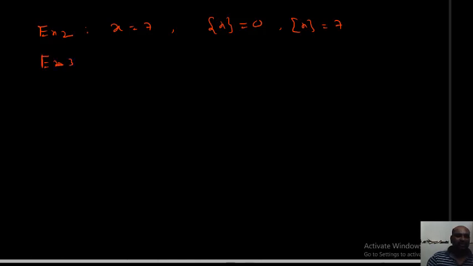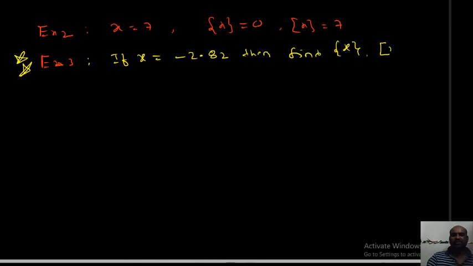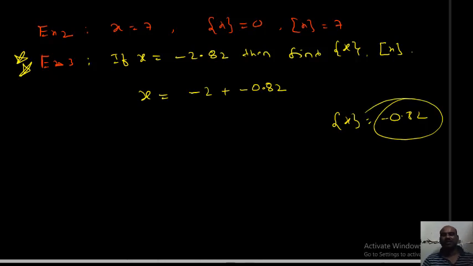Example 3 is very important. I can keep star marks for that. If x is equal to minus 2.82, then find the fractional part of x and the integral part of x. Observe, all of you, x is actually minus 2 plus minus 0.82. But here I can't say that the fractional part of x is minus 0.82. By the definition it should be positive. It is not positive, here it is negative. That's why minus 0.82 is not treated as the fractional part of that real number.